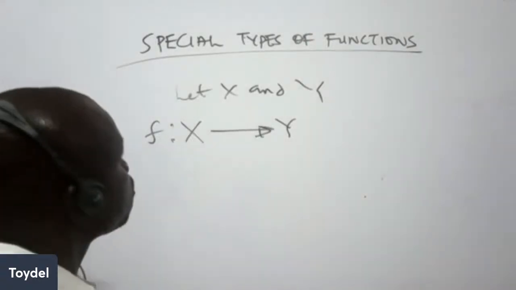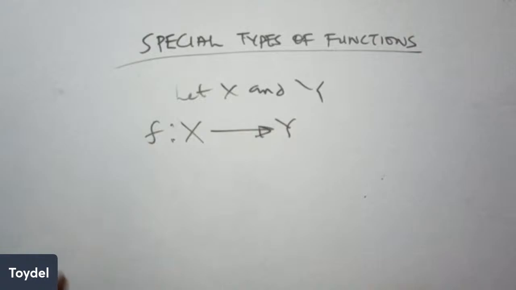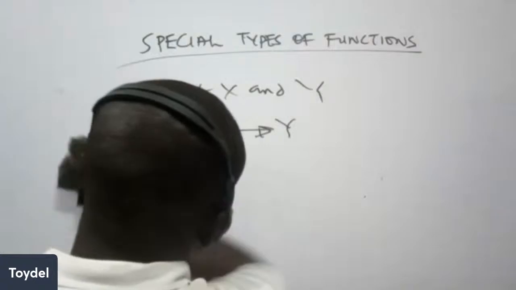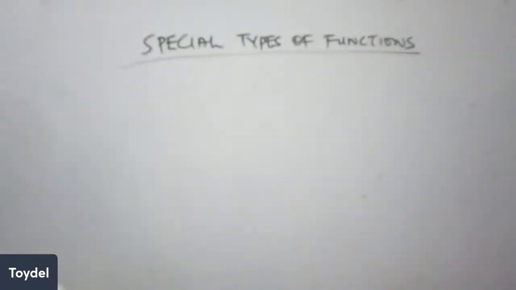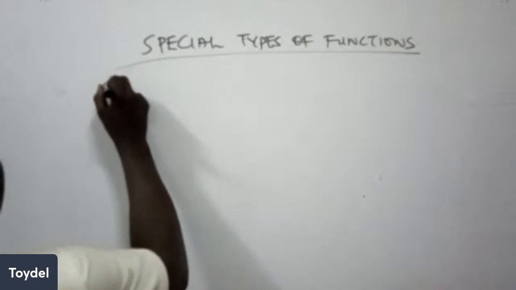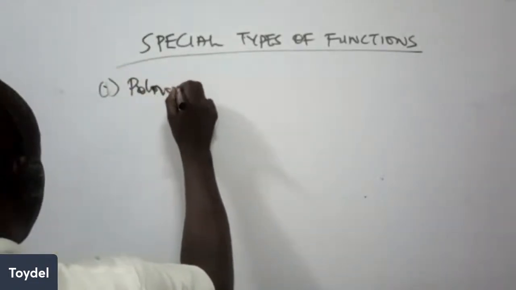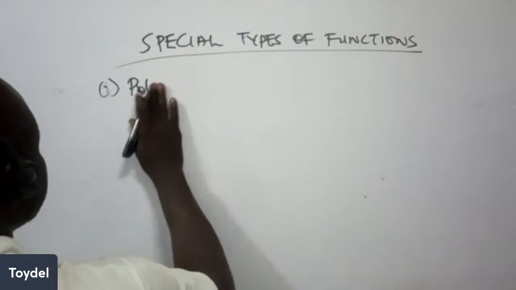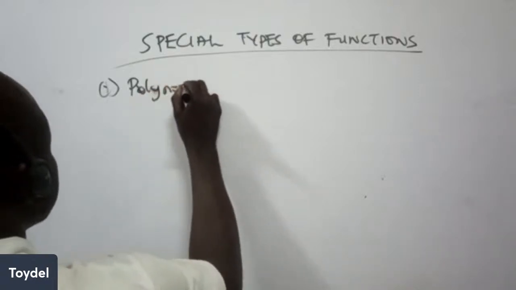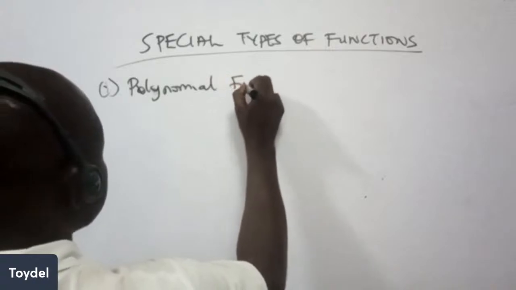If you really want to know more about functions, the definition and interpretation of functions, you can check my video on mapping. But today we just want to look at special types of function. The first one that we talk about is the polynomial functions.